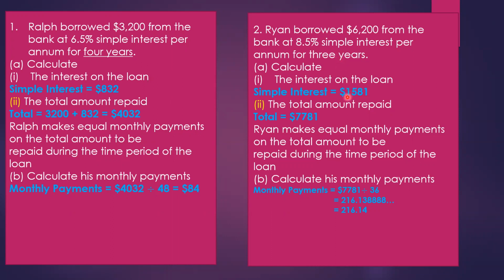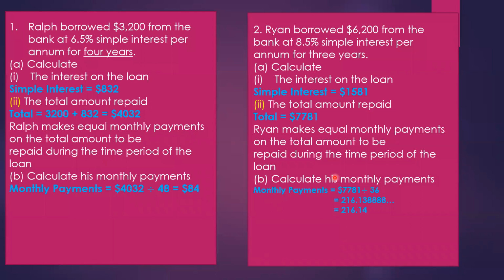Good. Very good. Now for the total amount repaid. All right, so for the total amount repaid, you need to first of all get the 6,200 that was originally there, and add on your simple interest, which is 1,581, and you get 7,781. Good.